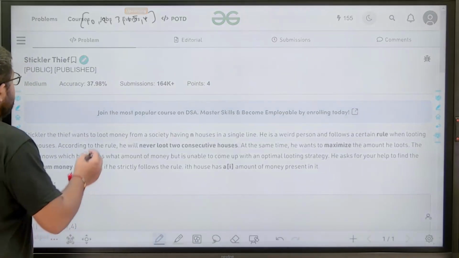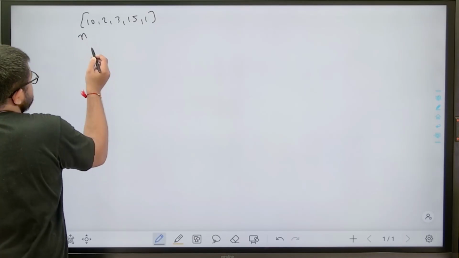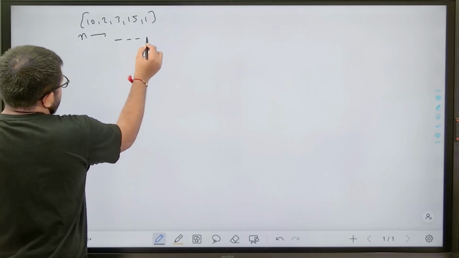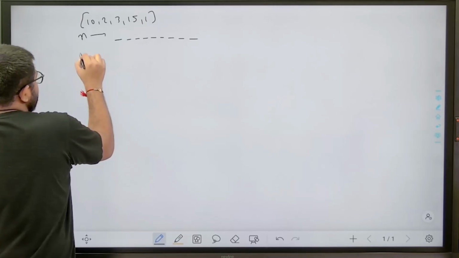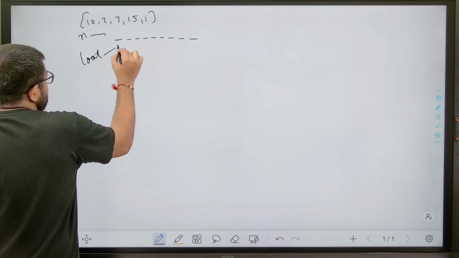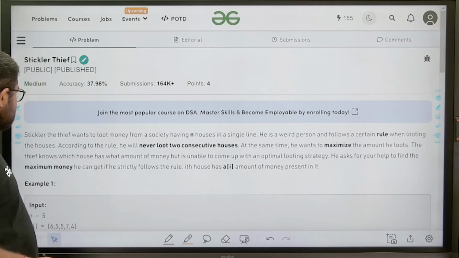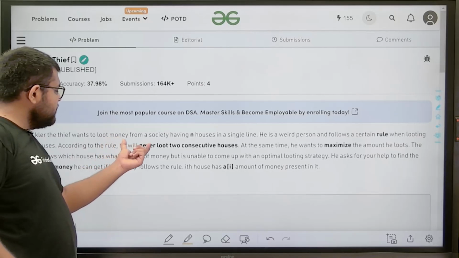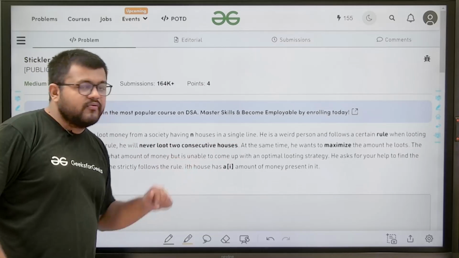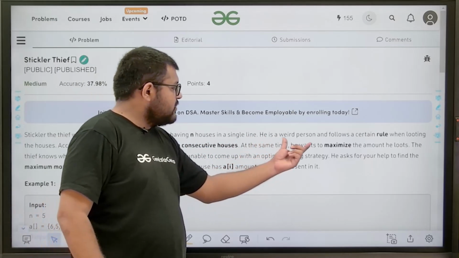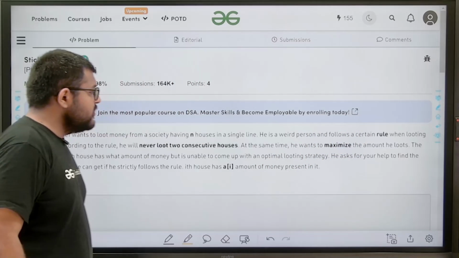So basically there is a society in which there are n houses in a single line. Suppose these are the houses and the thief wants to make a loot among these houses, but he follows a certain rule. What is the rule? According to the rule, he will never loot two consecutive houses. At the same time, he wants to maximize the amount he loots.